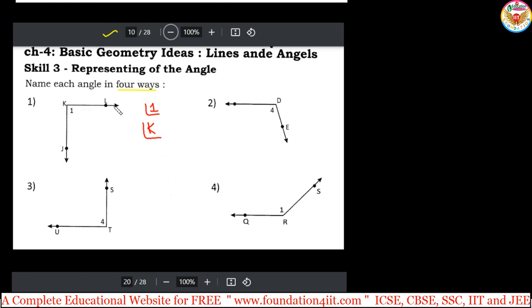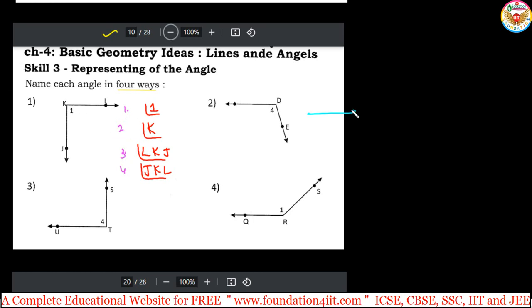K is at the vertex now. Next, L to K, K to J. So angle LKJ is this, or else JKL. So these are the four ways we can denote this: first, second, third and fourth.